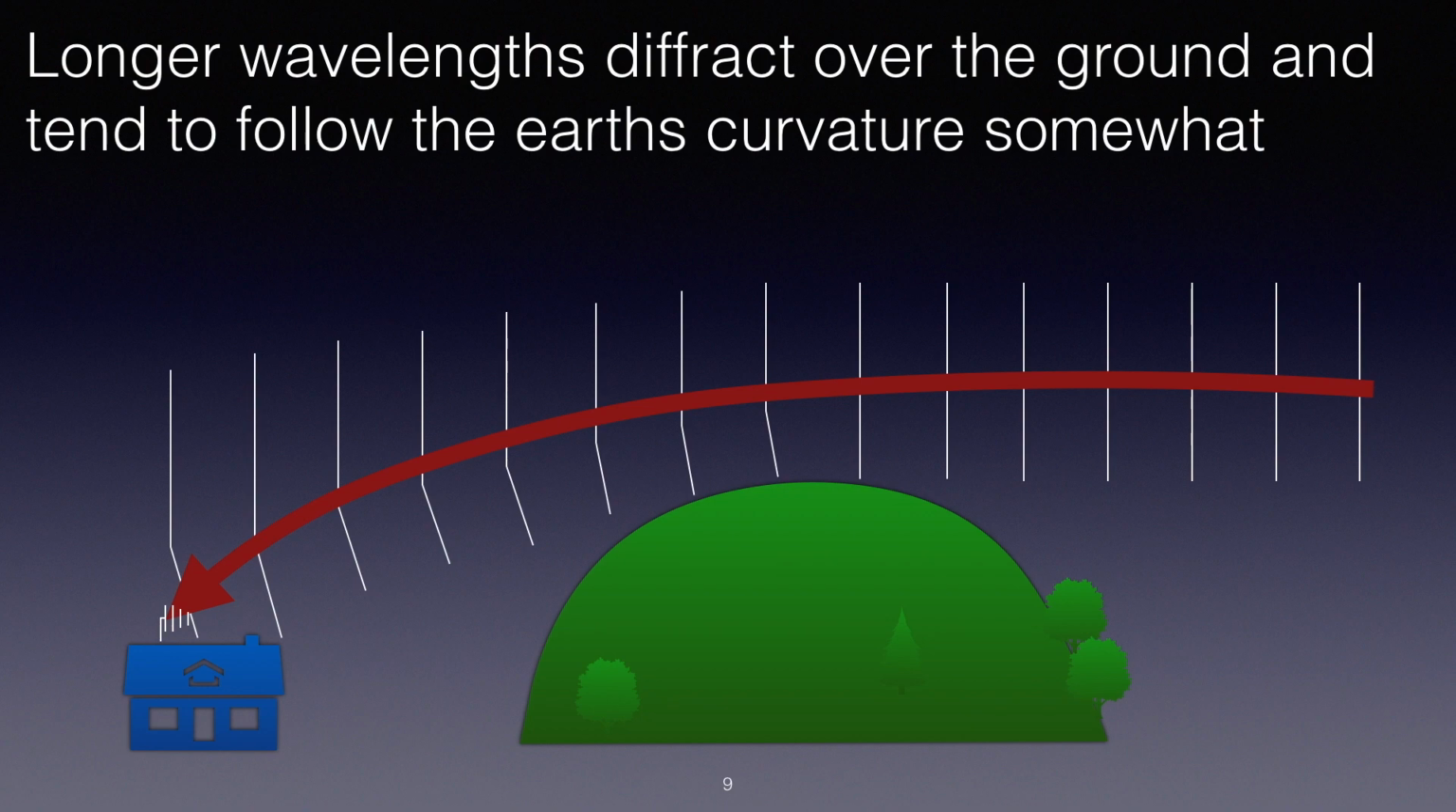And broadcasters made use of this, and still do make use of this, with long wave broadcasts. Long wave broadcasts travel a long distance, and you can hear, for example, French radio stations where they are transmitting from France, which is obviously not optical line of sight from, let's say, us here in Cornwall, and yet we can hear them perfectly okay. So there we go. Longer wavelengths diffract over the ground and tend to follow the Earth's curvature somewhat.